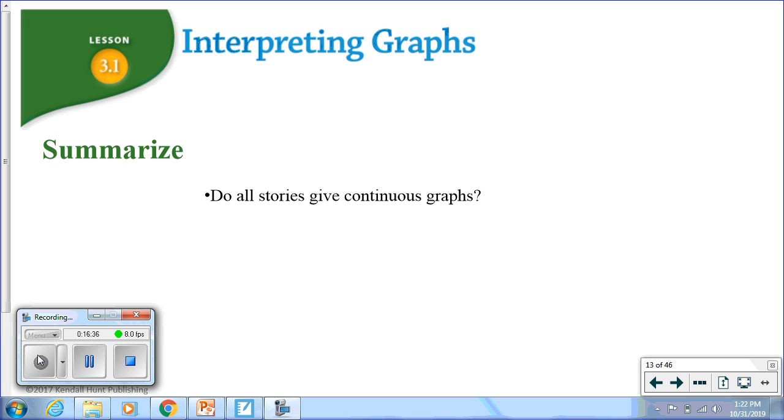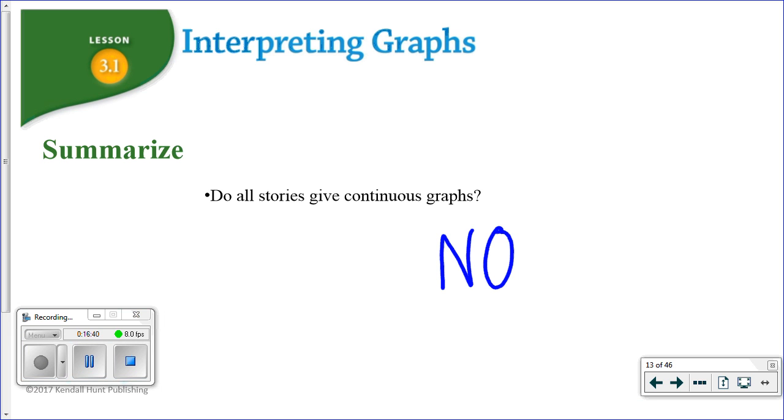So do all stories give continuous graphs? No, hopefully you saw that in the juice cans and the haircuts. Those should be discrete graphs. But again, sometimes it's easier to see the pattern if you represent those graphs or those scenarios continuously.